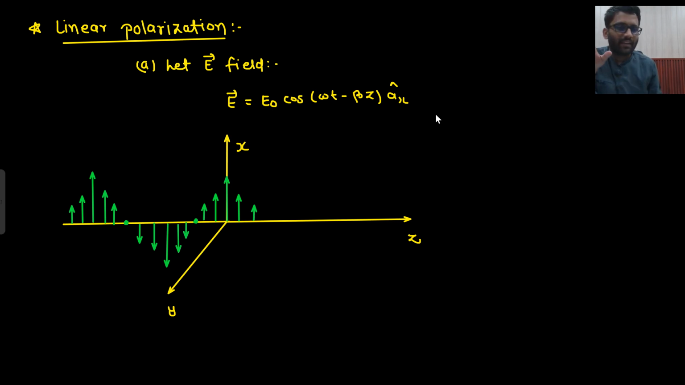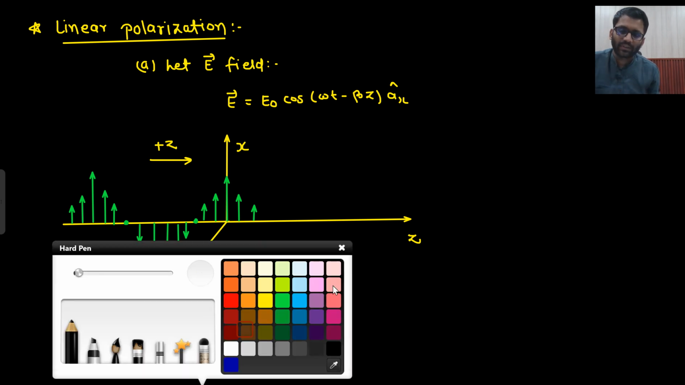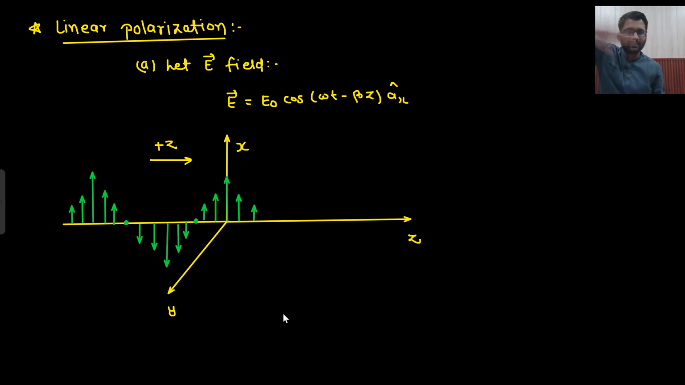So an electric field equation is given: E naught cos(omega t minus beta z) x cap. So the E field is dancing in the x direction, and the wave is propagating in the z direction. So this is the direction of wave propagation, right? And the E field is dancing in plus x and minus x, plus x, minus x. This is how it is dancing.